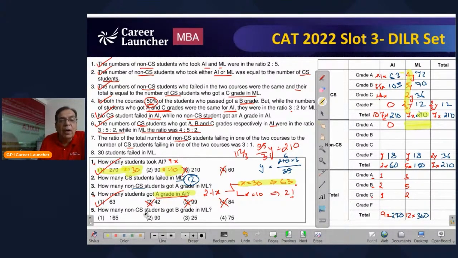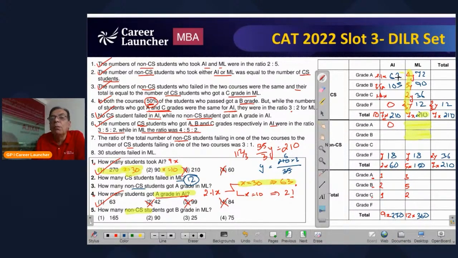And what is question 5? How many non-CS students got B grade in ML? So these two we need to find. So let's find that. Okay, so let's complete the table.